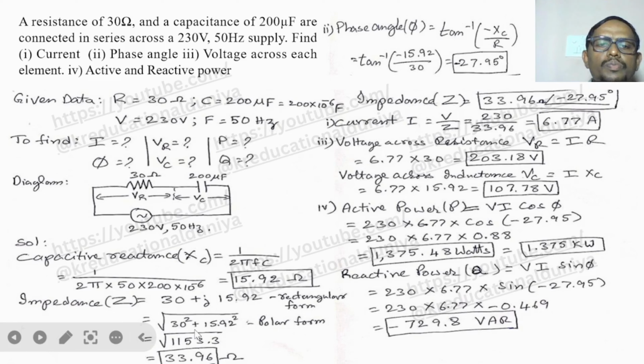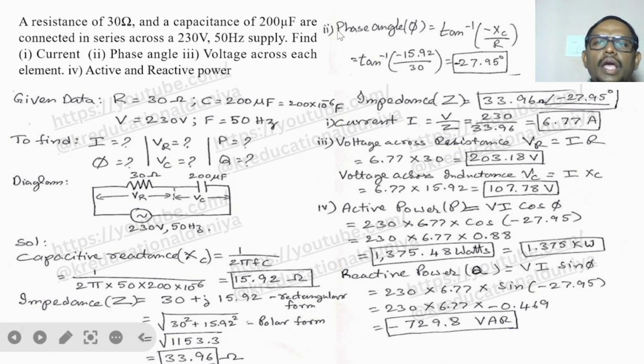For solving this problem, while doing multiplications or divisions, you have to go to polar form. So under root 30 square plus 15.92 square, you got the value of 33.96. Now the Z value is 33.96 ohms. This is not the complete impedance.